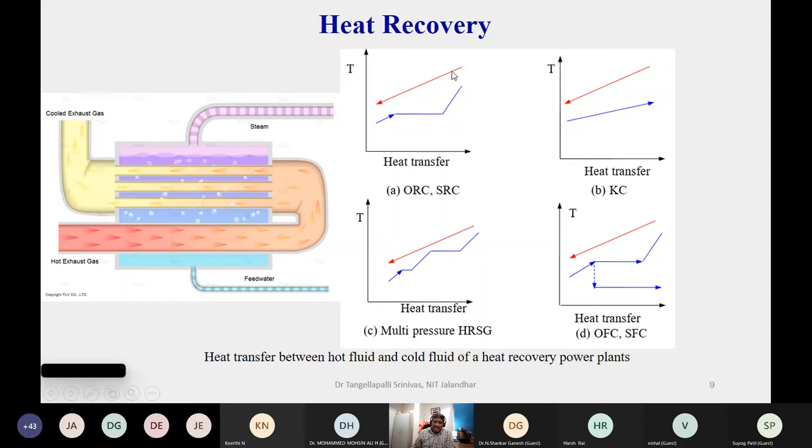So the hot fluid temperature is gradually decreasing, whereas the working fluid temperature is increasing. The working fluid may be a single fluid system or a multi-fluid system. Single fluid means the steam Rankine cycle, where H2O is a single substance, or an organic Rankine cycle, ORC. But ORC is designed for a low temperature heat source and steam is designed for a relatively high temperature source. Since it is a single fluid system, the temperature is constant during the phase change, that is boiling or evaporation, and variable temperature you can find in the economizer and superheater.